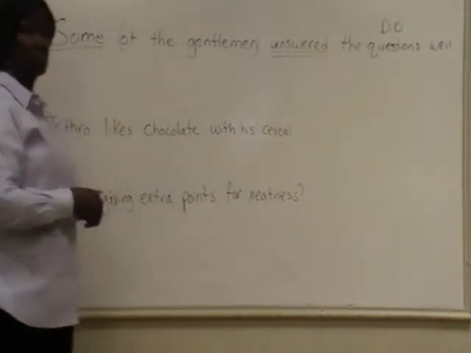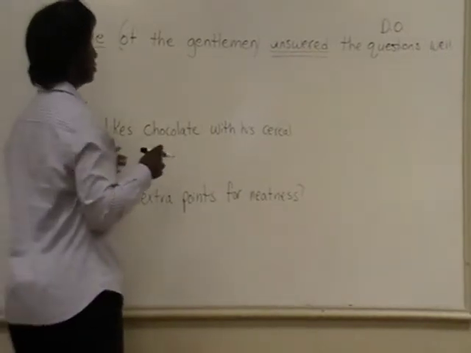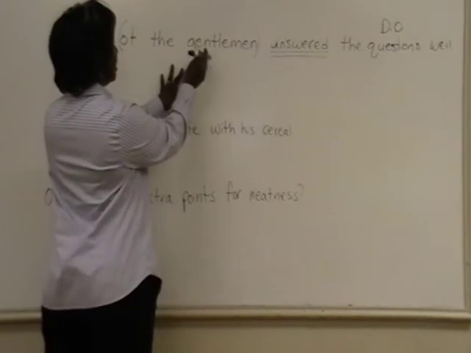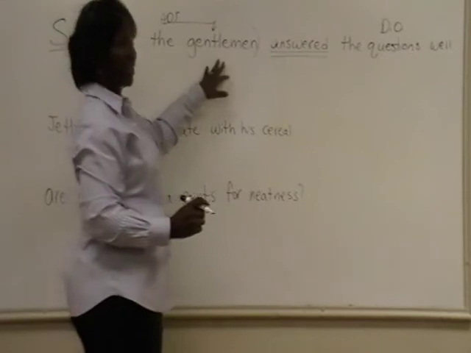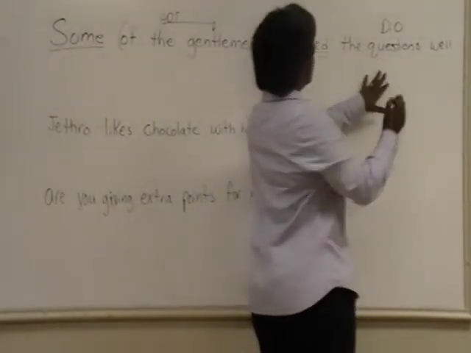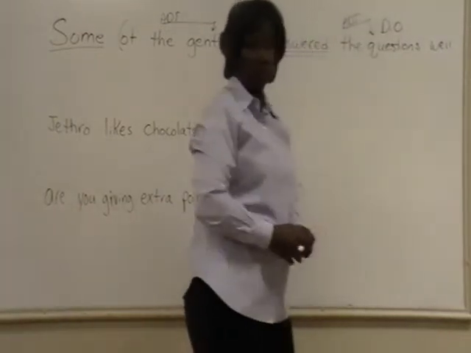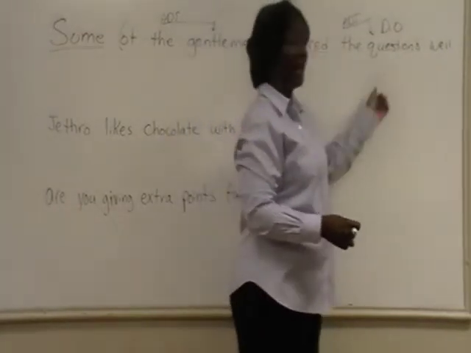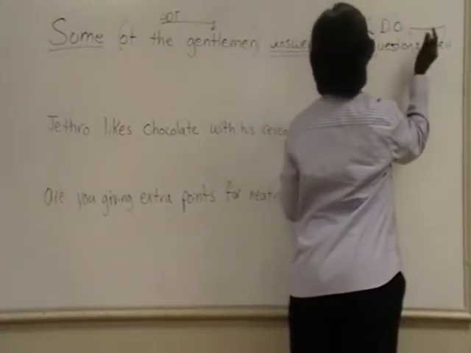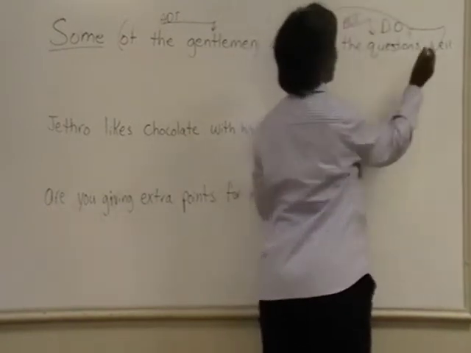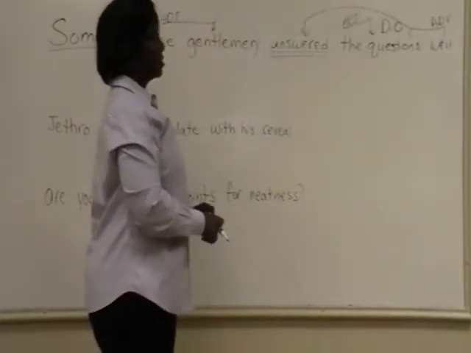Then the next thing you're going to do is look for any adjectives or adverbs that are describing or modifying your nouns or your other things in the sentence. Gentleman is your first noun, and the is always going to be an adjective. In this case, describing the gentleman. The next one is your noun, questions, and this adjective is describing questions. So what are we going to do with well? Well is actually telling you how they answered the questions. So how is going to be an adverb, answering how the gentleman answered the questions.